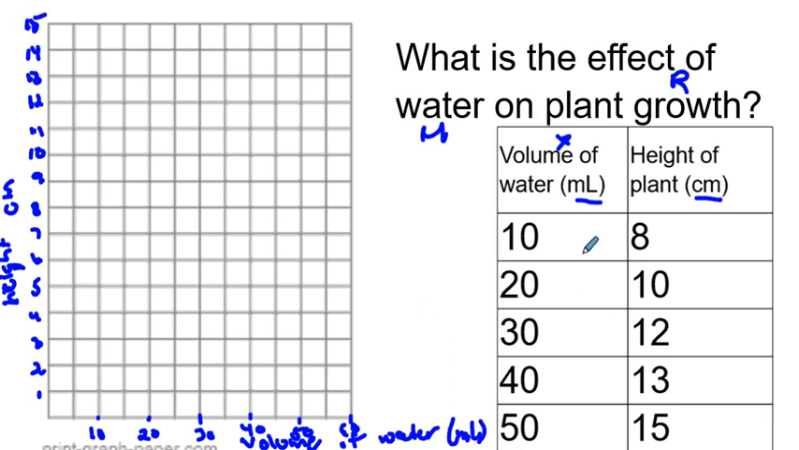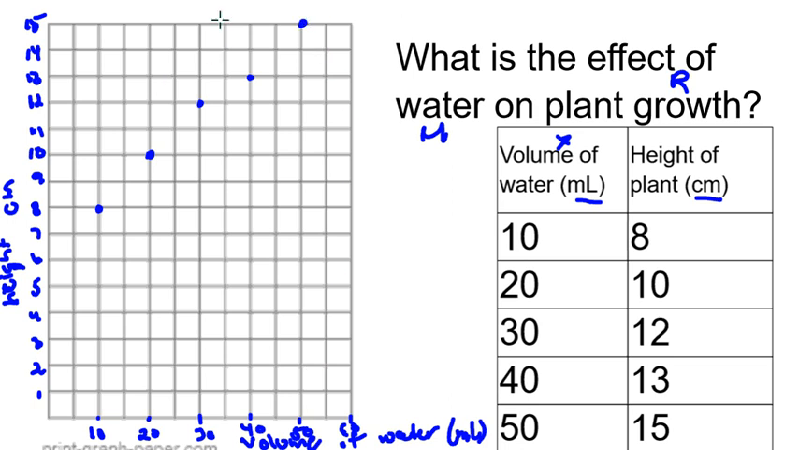So the first plant receiving 10 milliliters of water had a height of 8 centimeters, so that would be here. Next one, 20 mils, we have a height of 10. 30 mils, our plant grows to 12 centimeters. 40 mils, we have a height of 13 centimeters. And then 50 mils, the height is 15 centimeters.